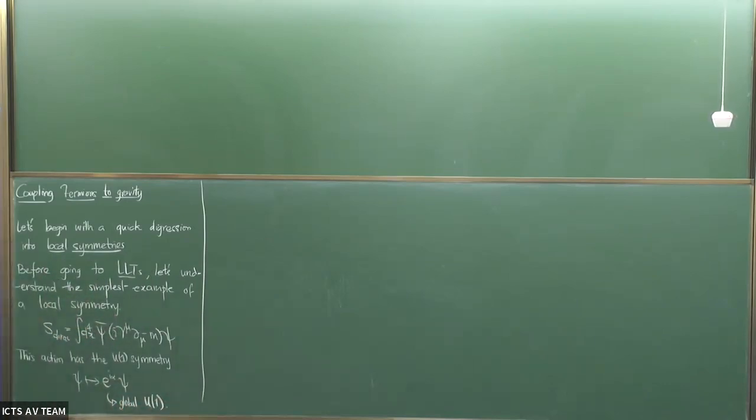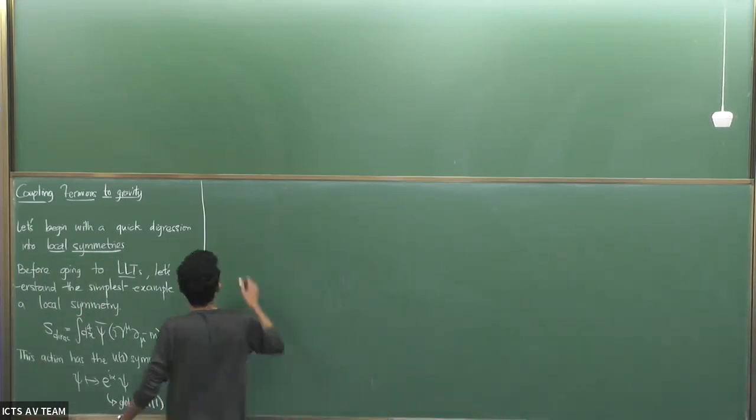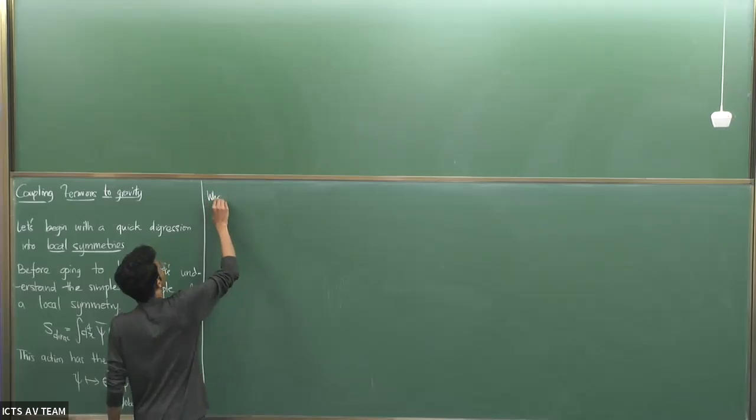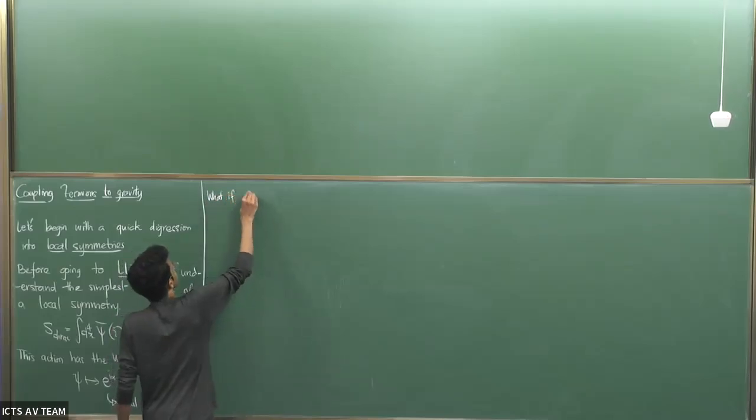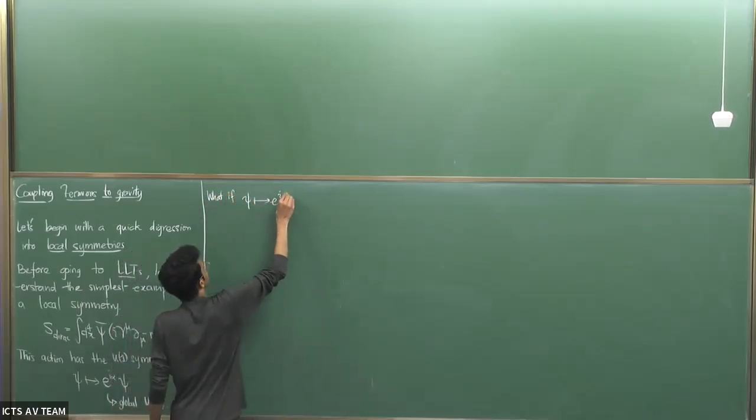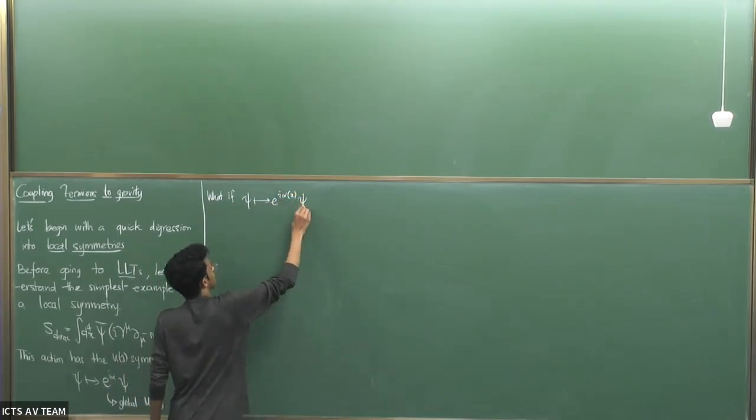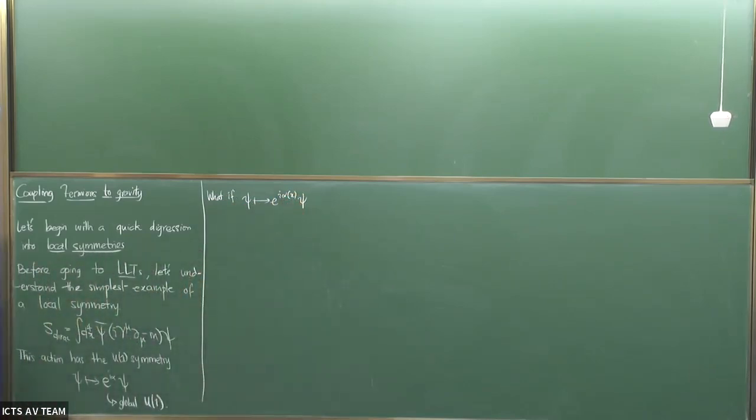Okay. But now, again, in the flavor of what we've been doing, and also independently, you say, I want to be more greedy. I don't want this U1 symmetry to be global. I want a local U1 symmetry. What if psi goes to e to the I alpha of x psi? Okay, I make this symmetry local. So then is this action invariant?